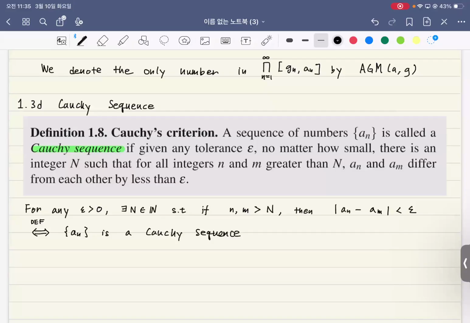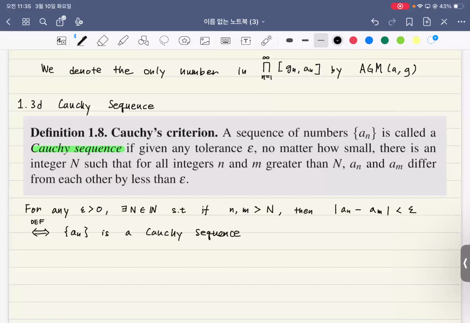I know some of you are also puzzled, so let me imagine this hypothetical scenario. Suppose that you are given a random sequence. You have no idea if the sequence is converging or diverging. Then how can you check if the sequence is converging?